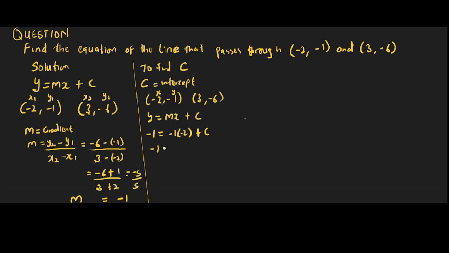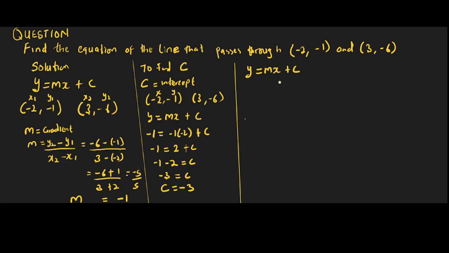Here we have -1 equals -1 times -2 plus c. Then this is going to give us -1 minus 2 equals c. Here we have -3 equals c. That means our c is equal to -3. Then now we have our c and we have our m, our gradient. So we can now substitute into y equals mx plus c.